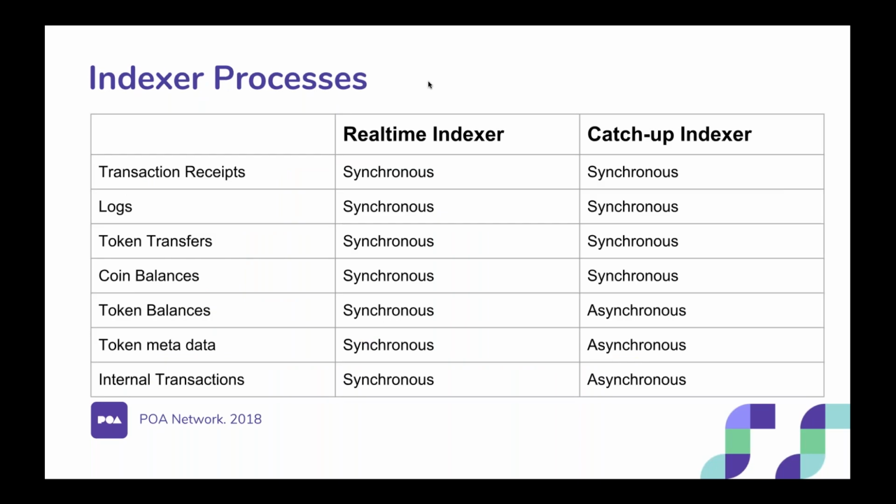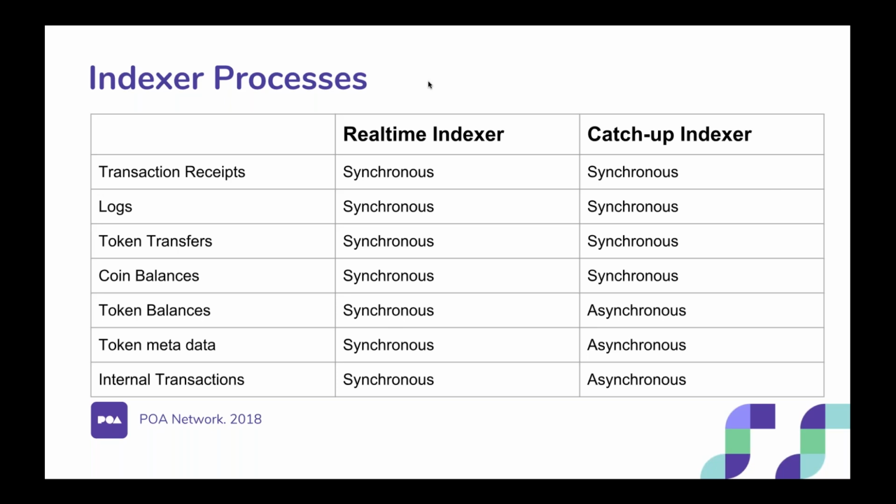Now, going further into the actual indexer processes, there's a couple of choices we had to make here. For our real-time indexer, we've tested doing everything synchronously. So there are different levels of the cost of the calls, and there are many calls we have to make when we're fetching a block. We decided to do everything for our real-time indexer synchronously.